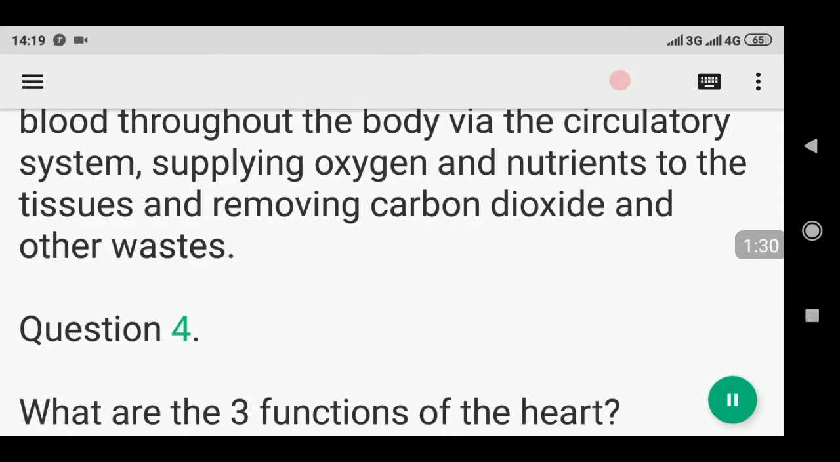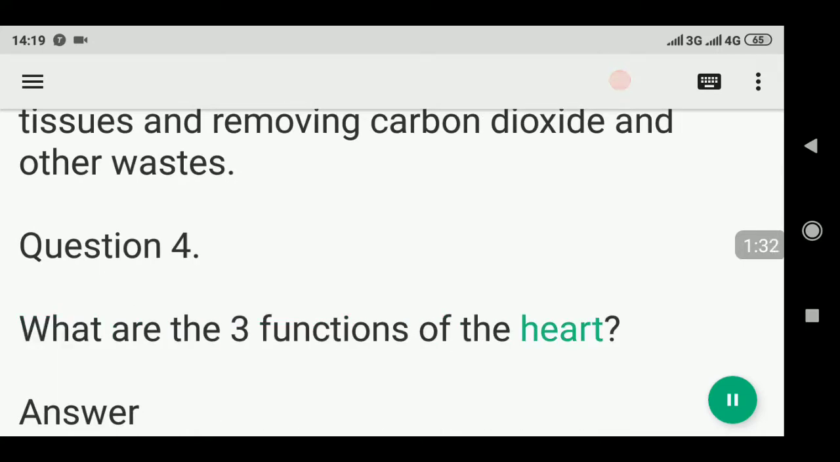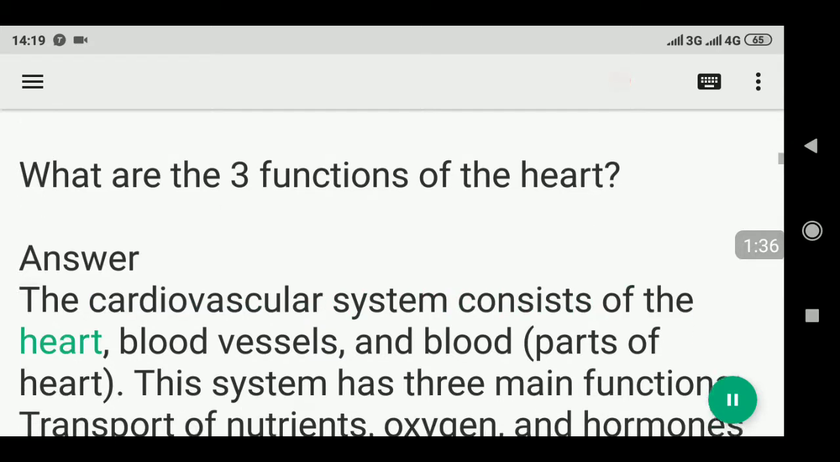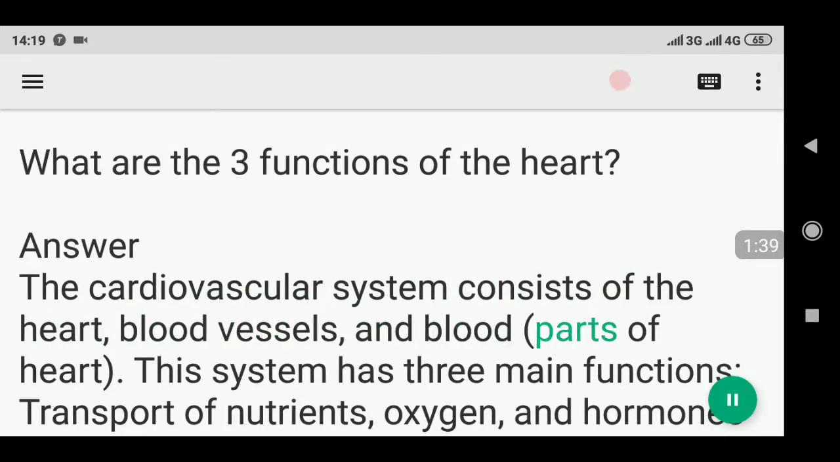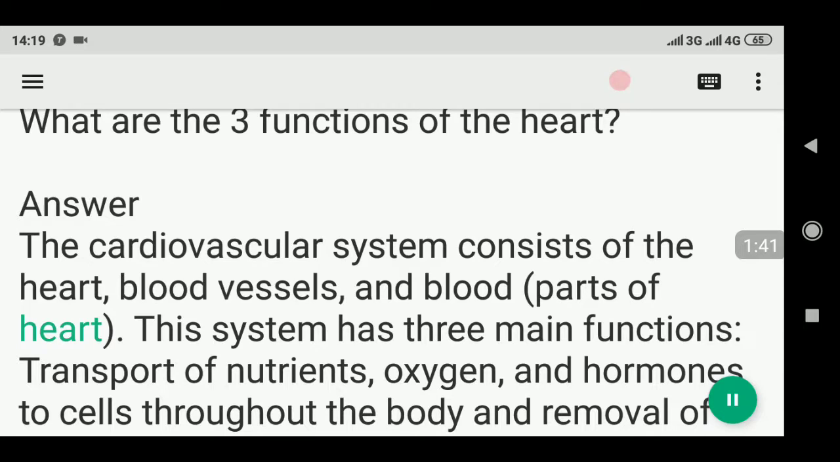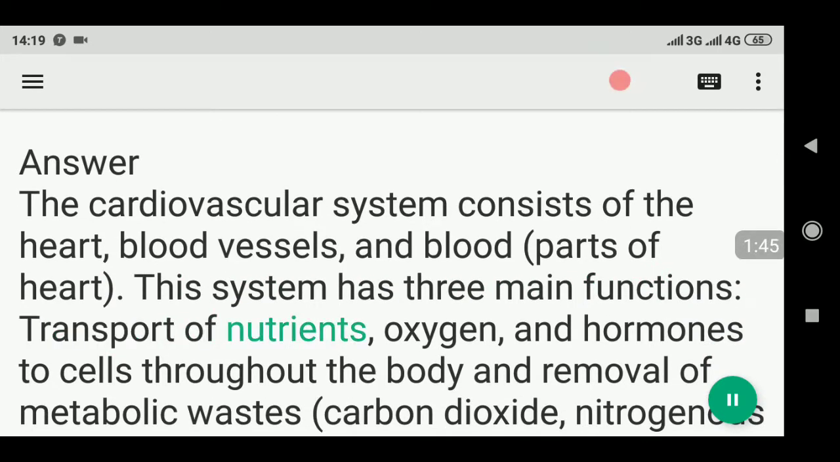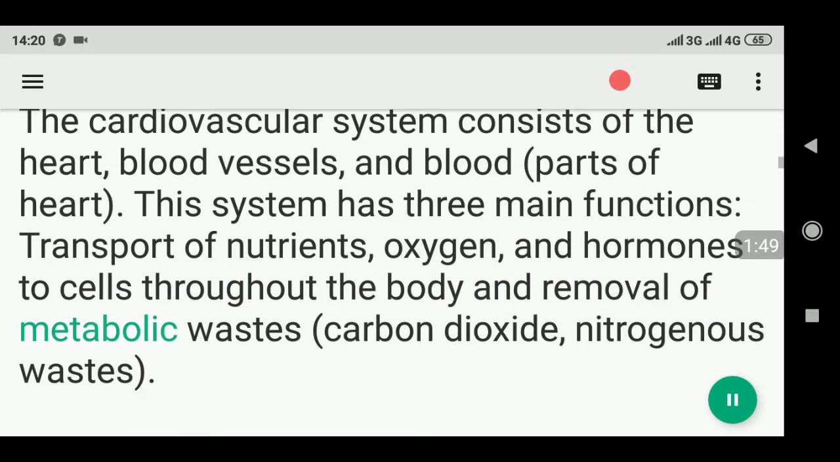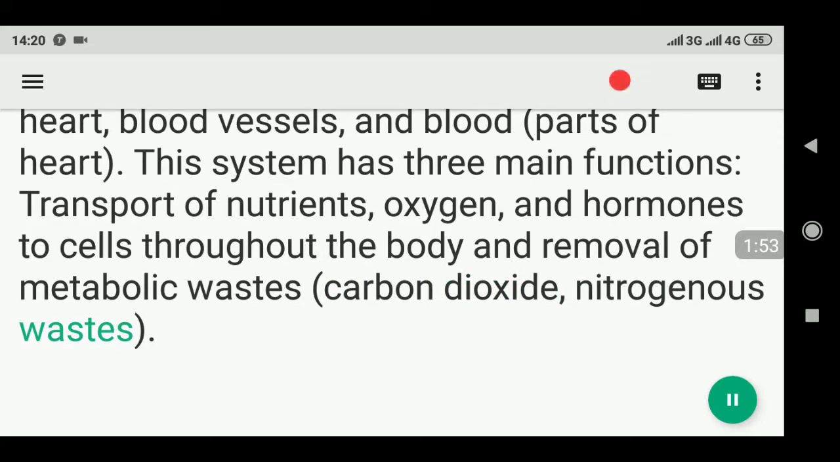Question 4. What are the 3 functions of the heart? Answer. The cardiovascular system consists of the heart, blood vessels, and blood. This system has 3 main functions: transport of nutrients, oxygen, and hormones to cells throughout the body, and removal of metabolic wastes, carbon dioxide, and nitrogenous wastes.